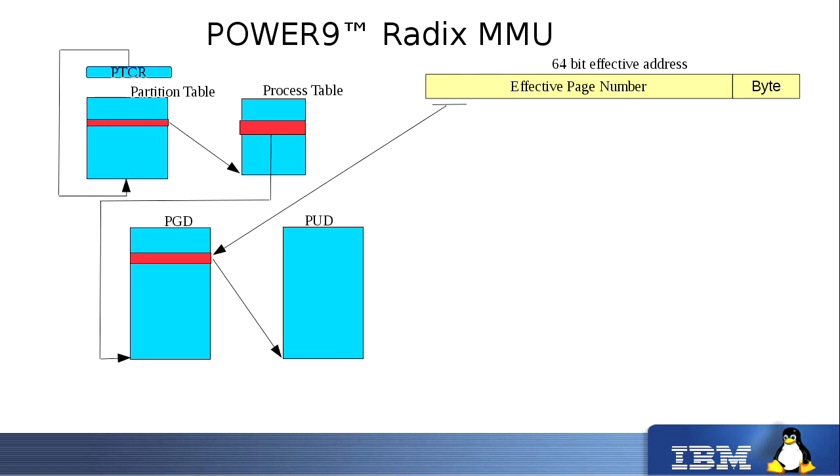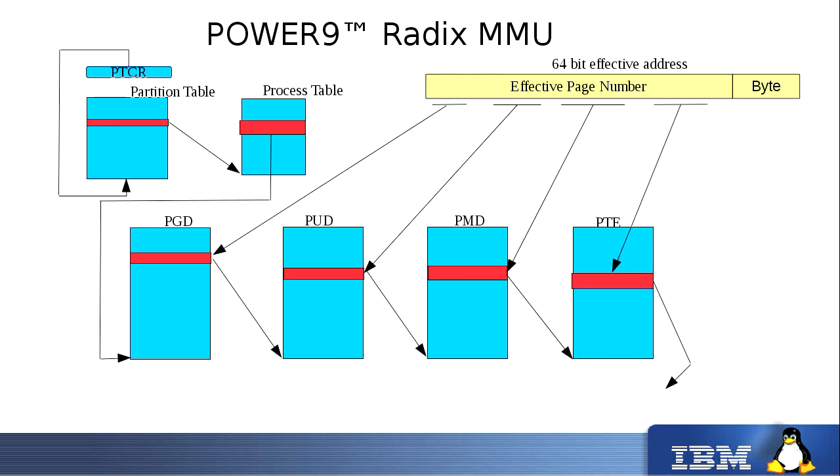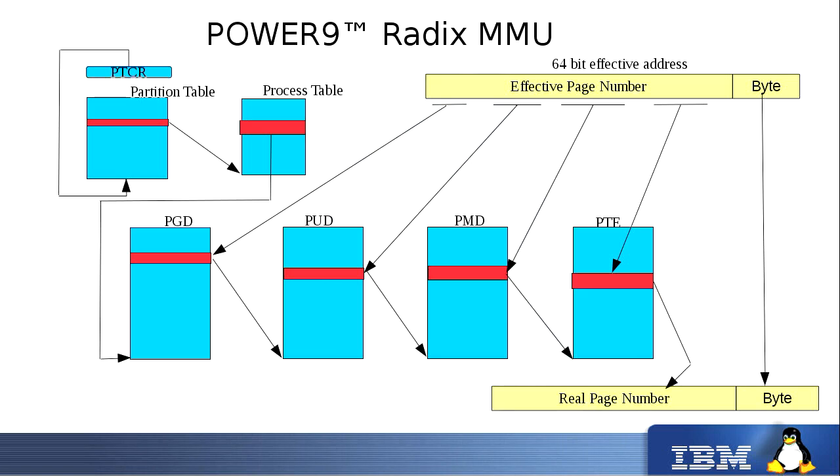You have the address which gets split into different chunks, and you use those chunks as an index into the different tables. So you take the next chunk, it gives you the offset into the PUD, then you take the next chunk, it gives the offset into the PMD, and the next chunk gives the offset into the PTE, at which point you find the real address. Right, so the real page number and the byte. This is fairly simple. The only thing you need to understand is that the base of the PGD gets picked up from the process table, which gets picked up from the partition table, and the base of that in turn gets picked up from the partition table control register. So this is essentially the radix MMU model.